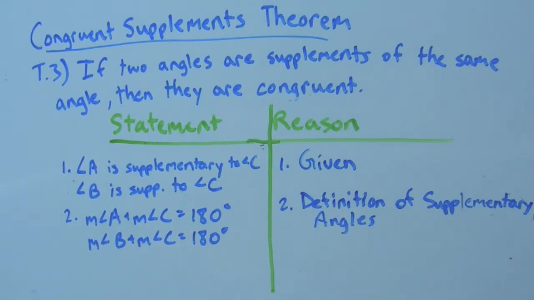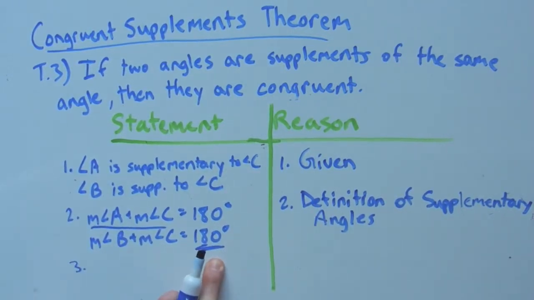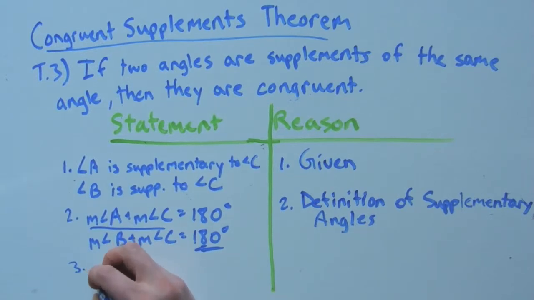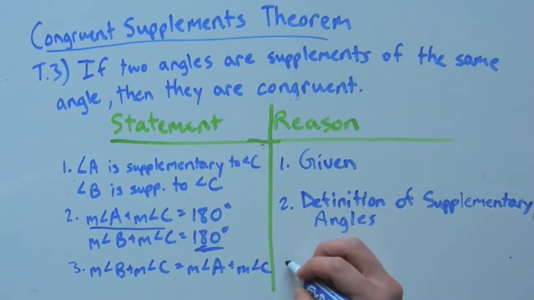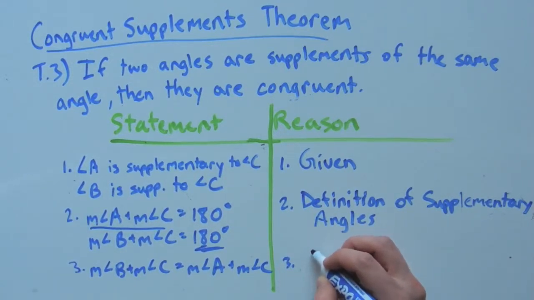Now let's go ahead and use substitution, which was one of the properties of equality. Since the measure of angle A plus the measure of angle C equals 180, we can substitute that in for the other 180 in the other equation. So now we're going to have that the measure of angle B plus the measure of angle C equals the measure of angle A plus the measure of angle C. And that was because of substitution.